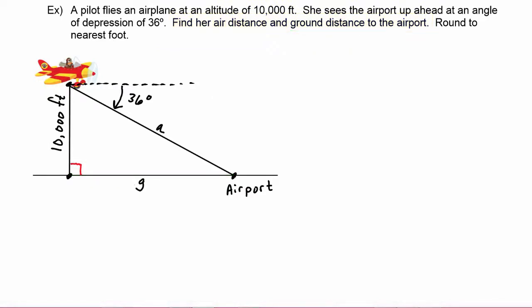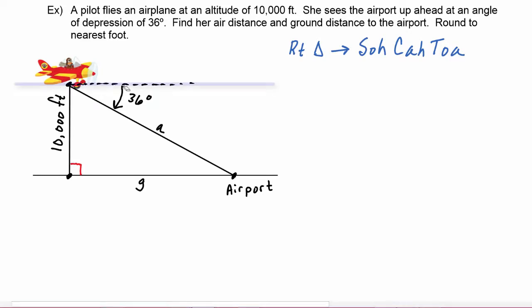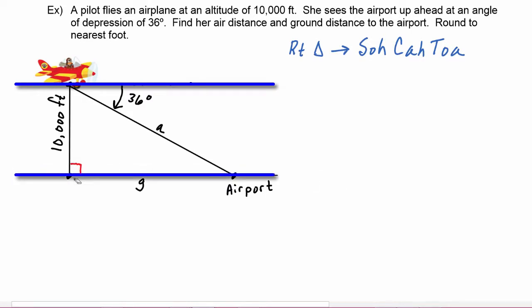Now we know that we have a right triangle, and in any right triangle we're allowed to use SohCahToa. So we can make a note of that to ourselves. We have a right triangle, so we're going to be able to use SohCahToa. Now we have one length of a side in the triangle, but we don't have any angles labeled inside the triangle. But we can get an angle inside the triangle by noticing that the horizontal dotted line is going to be parallel to the ground.